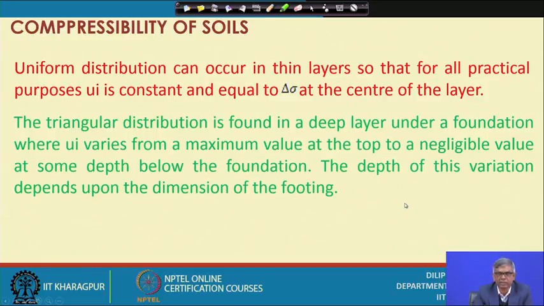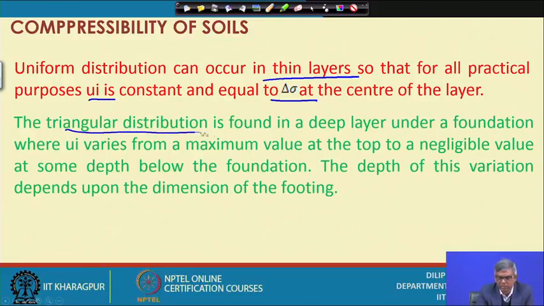So, whatever I have explained in the last slide schematically is listed once again. Uniform distribution can occur in thin layers. Though it is different, for practical purposes one can take ui as delta sigma at that depth, because of this loading at the surface. That can be taken as ui, the initial excess pore pressure.